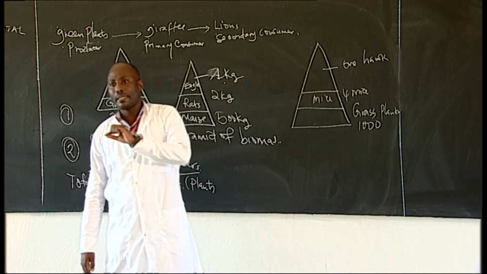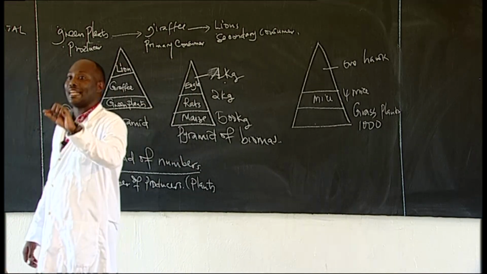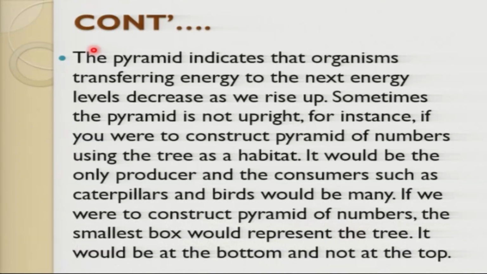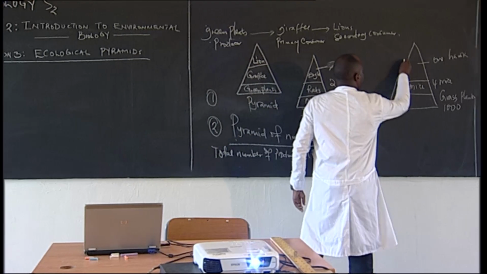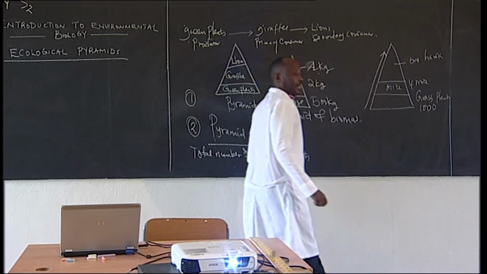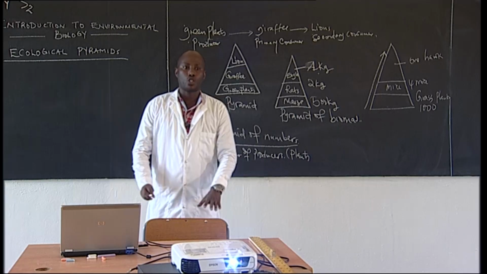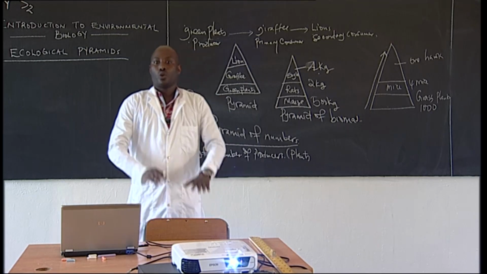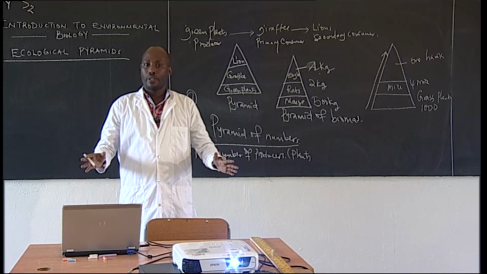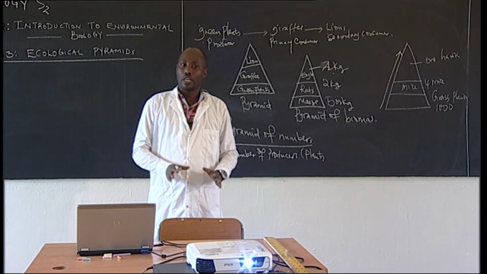So the pyramid indicates that organisms transfer energy to the next energy levels and it decreases as we go up. As we are moving up, as I'm taking this direction, the energy is being decreased, all right? So sometimes the pyramid is not upright. Don't think that the pyramid is always upright, okay? The pyramid is not always upright, okay?